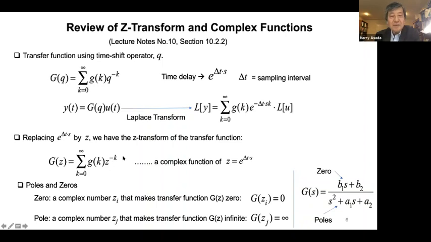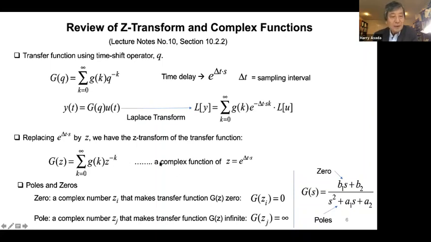The only difference between the original transfer operator and the Z transform transfer function is that Q is changed to Z. But there is a more profound, more important difference, because this one is a complex function of Z equal to exponential delta TS, whereas the other one is just an operator. This is a transfer operator, okay? But this is a complex function. So we can use many of the complex function theory, properties, and principles in analyzing this.